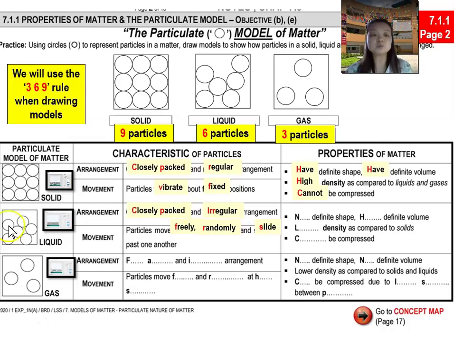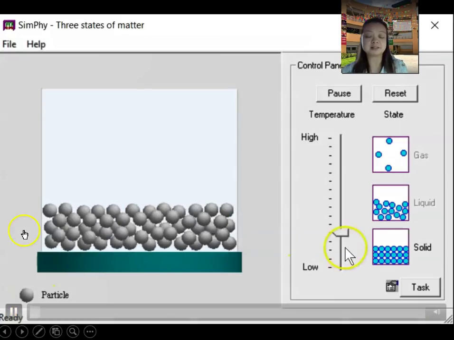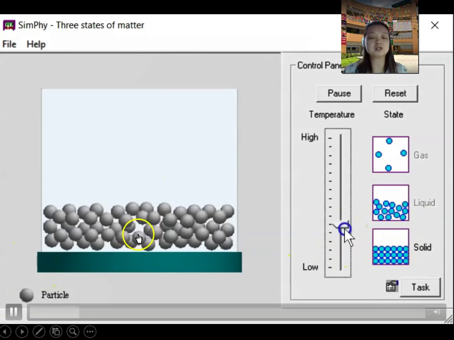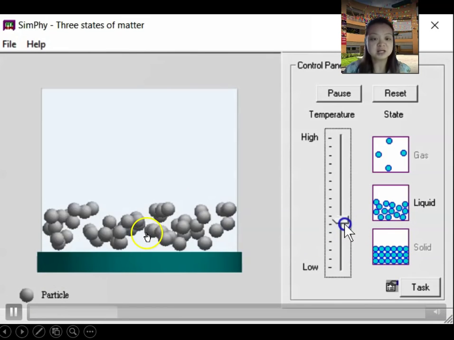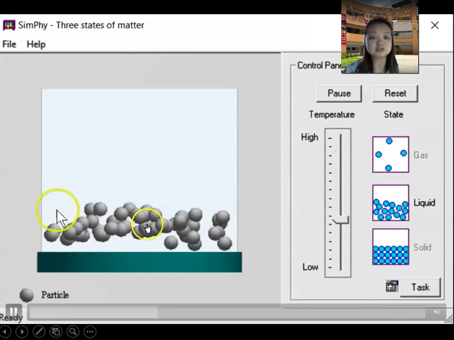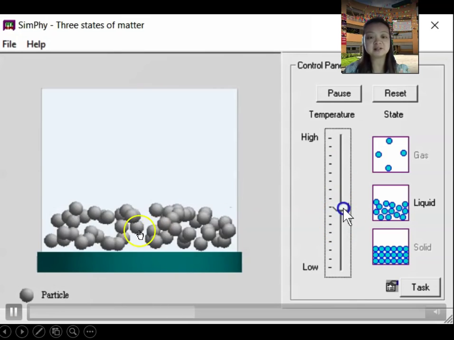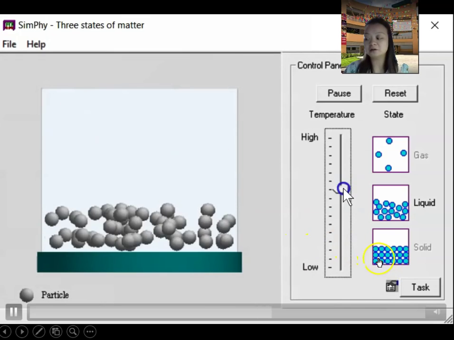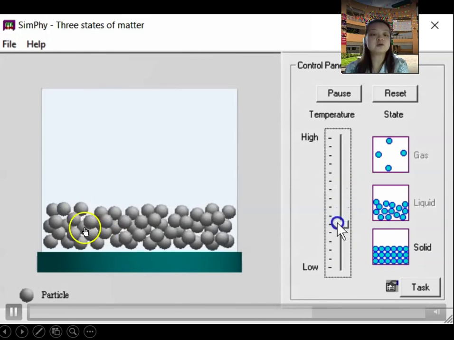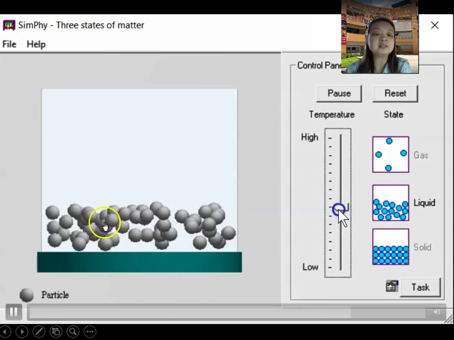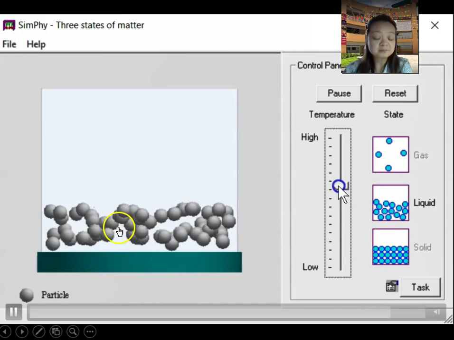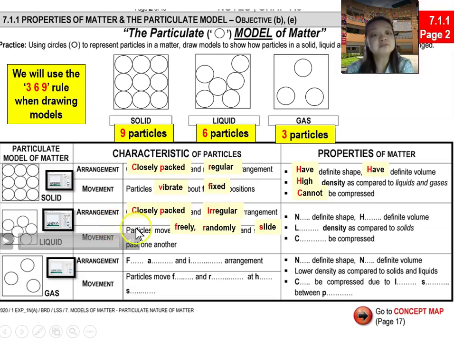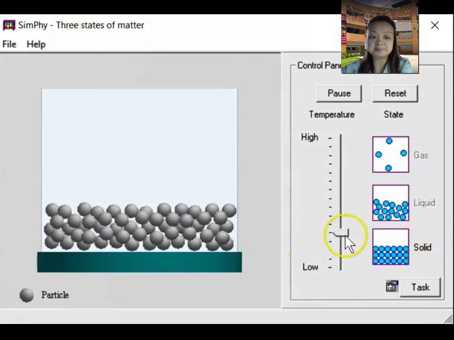Okay, so let's watch this video, then maybe you'll be able to understand. Now I'm going to change from solid to liquid. Now look what happens to the liquid particles. If I were to point to one particle and I ask you to follow the particle, it's very difficult because the particle is actually moving from one place to another, unlike your solid. So we say that liquid particles are moving randomly, sliding past one another, although they are still relatively closely packed. And because of that, they have no definite shape.